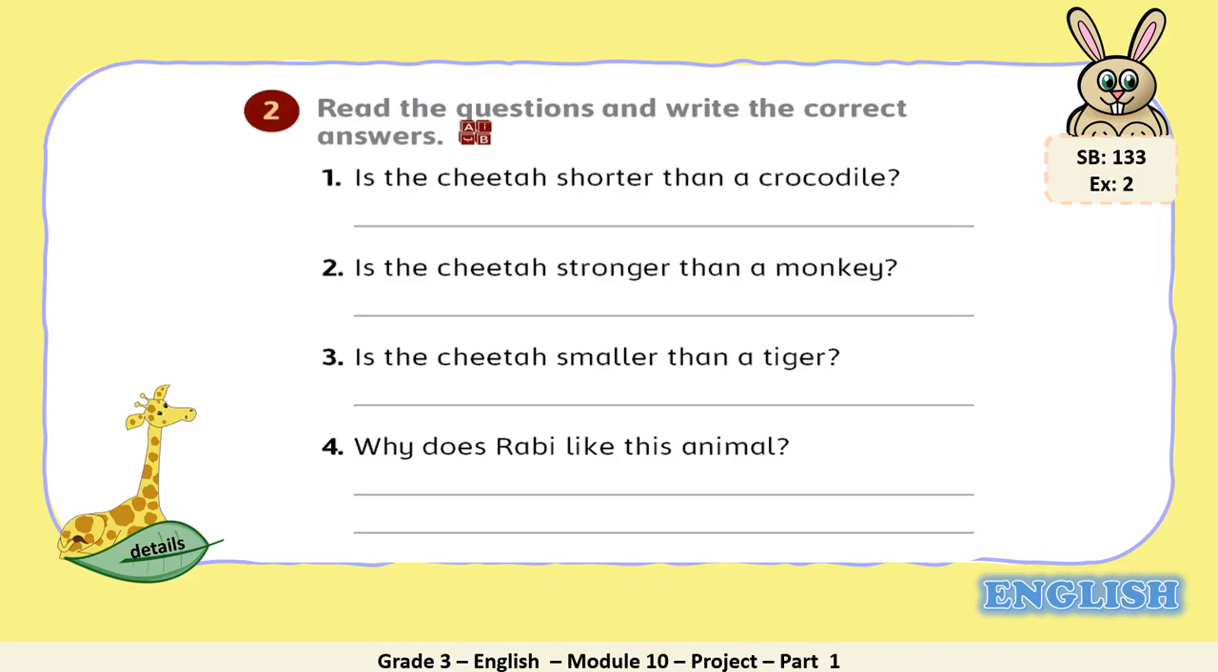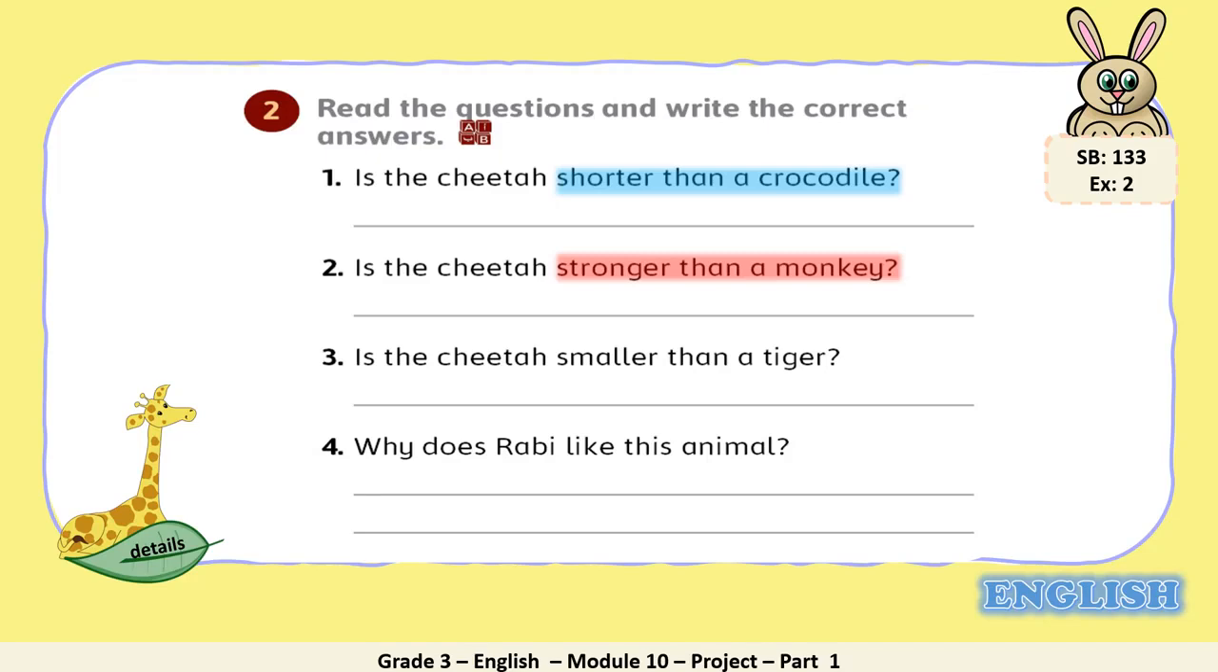Question number 1, is the cheetah shorter than a crocodile? Can you find the key words in this question? Well done, shorter than a crocodile. We are comparing cheetahs to crocodiles. Question number 2, is the cheetah stronger than a monkey? Again, the key words are stronger than a monkey. We are comparing cheetahs to, yes, to monkeys.